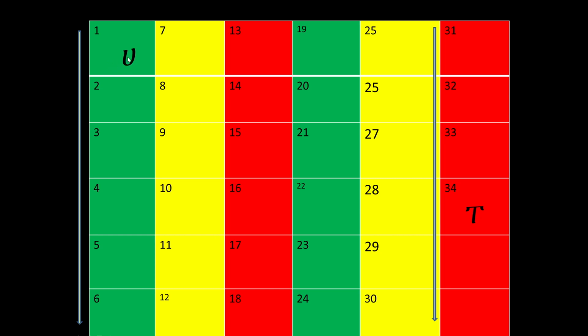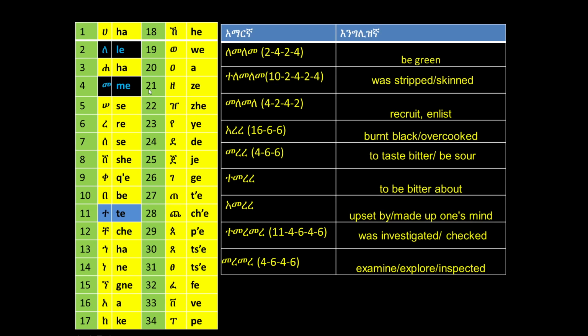Say you start ha, le, ha; you need to practice to write up to pe. Just like in English we say A, B, C, D, E, F, G, we have to be able to say ha, le, ha, me, se, re, up to pe. Our aim is to start reading by just knowing the first column of the Amharic letters.